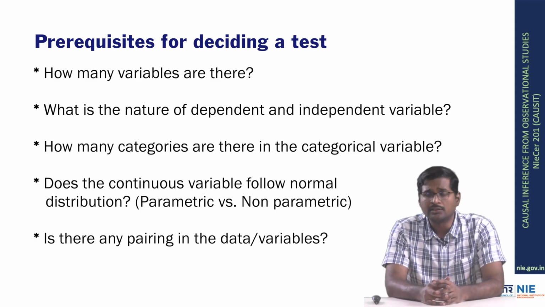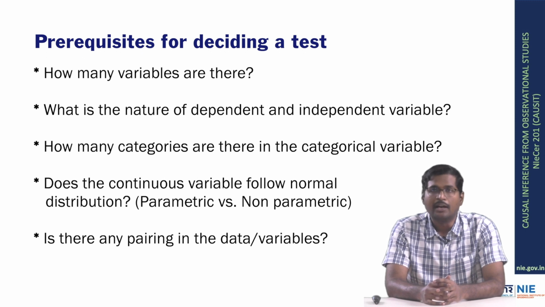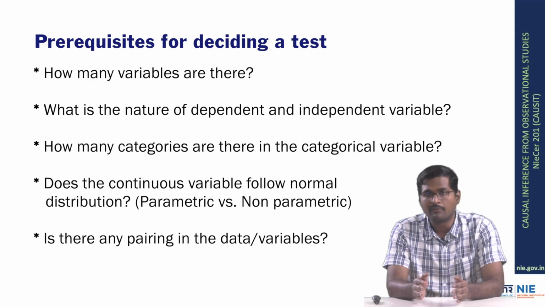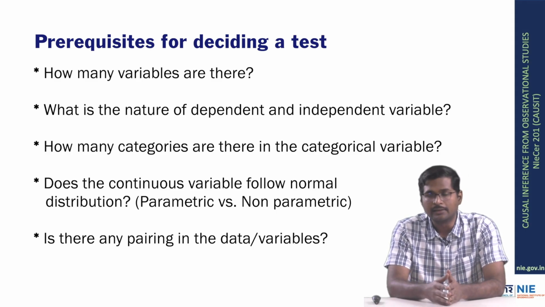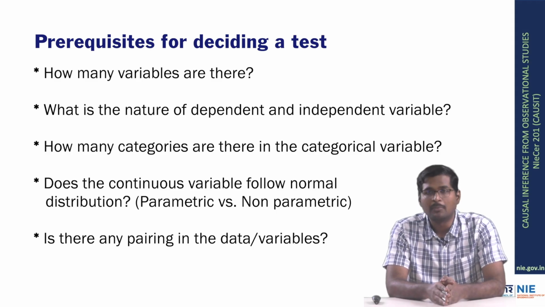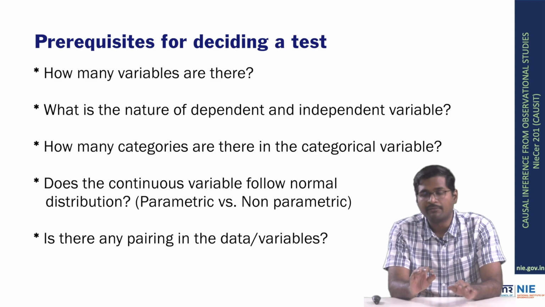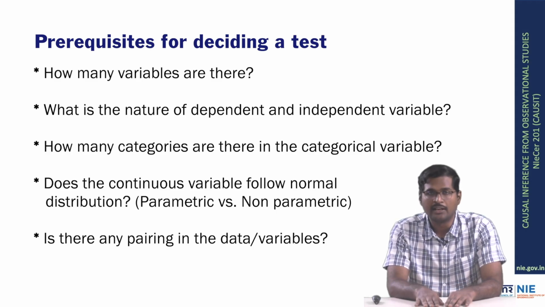And finally, you ask yourself, is there any pairing in the data or variables? Sometimes you might have paired data. You measure the scores of a particular group of participants before you give a particular training, and after you have given the training, you calculate their scores again. So this is called paired data. Sometimes you might have matched data. For example, matched case control studies have one or more controls for a given case. These are called matched data sets. If you have any sort of pairing or matching in your data, then the type of statistical test that you will use is going to be different from the regular ones.